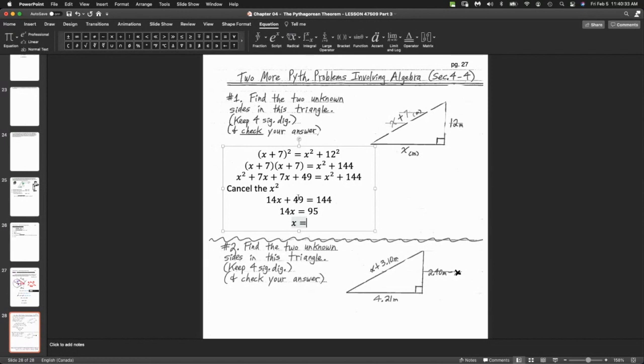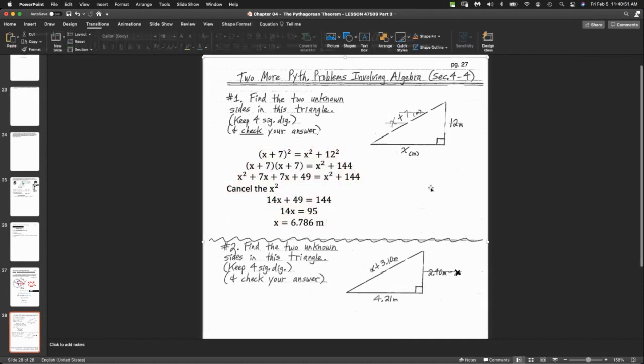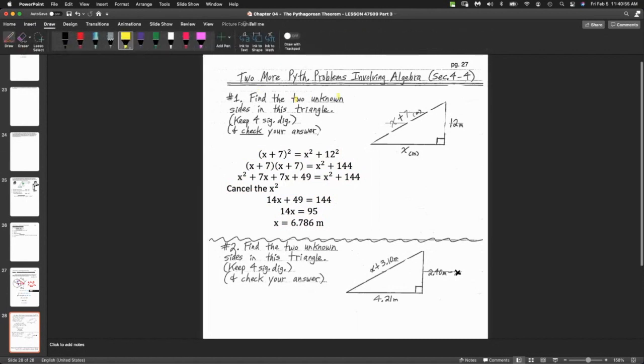So yeah, I got the same as you. I'm going to put an extra decimal if you don't mind, just because the question says 4 sig figs. So 6.786, in this case, meters. So to answer the question completely, because the question says find the 2 unknown side lengths, we need this one and this one. So the first answer is 6.786.